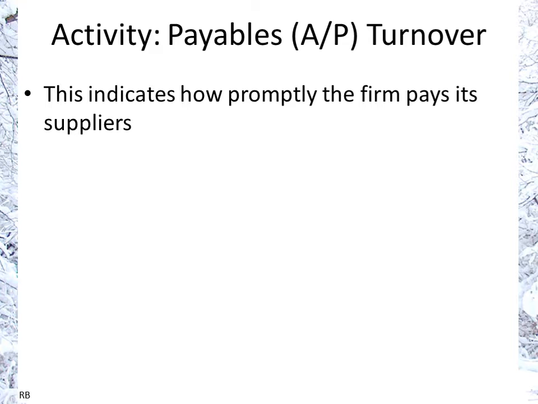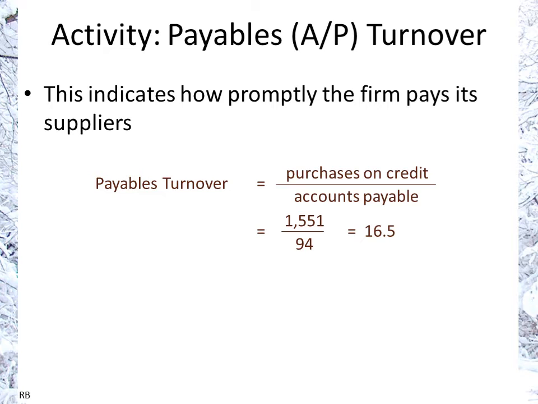Accounts payable turnover indicates how promptly the company pays its suppliers. Now, payables turnover is calculated as purchases on credit over accounts payable. Purchases on credit sometimes is not easy to calculate. It requires us to understand how much the relation is between the changes in the goods inventories as well as the cost of goods sold. That's again dealt with in another place.